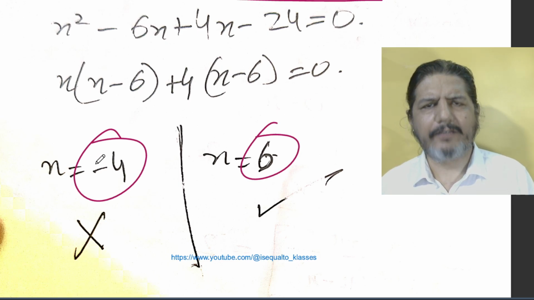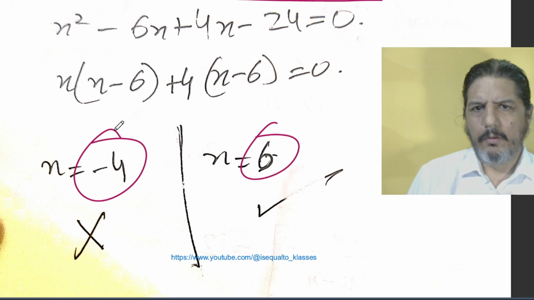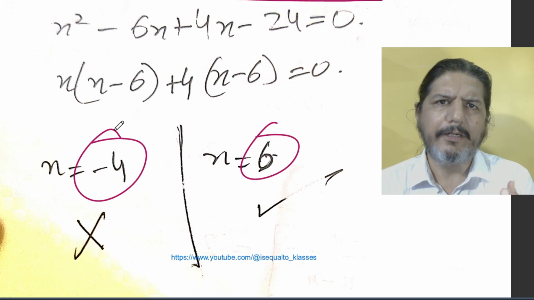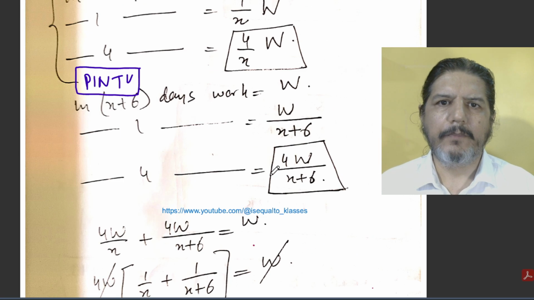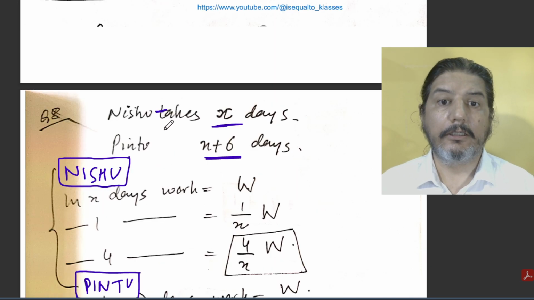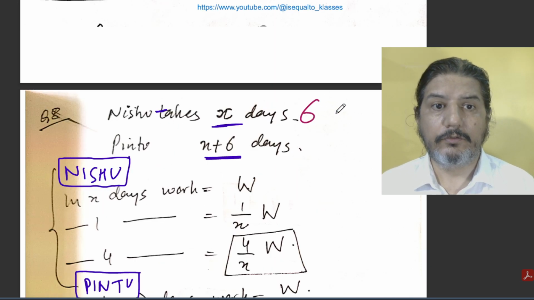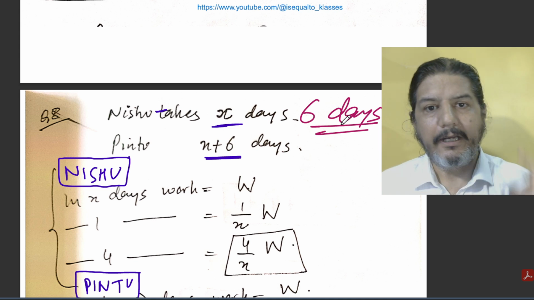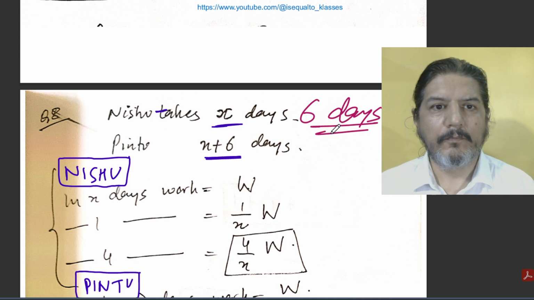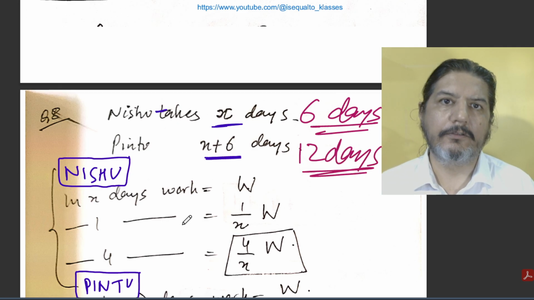See, you can't take x is equal to minus 4 because work can't be completed in negative days. So x is equal to 6. But what is our x? X is the time that Nishu takes. She takes 6 days to complete the full work, and Pintu takes 6 days more. So he would complete the work in 12 days.